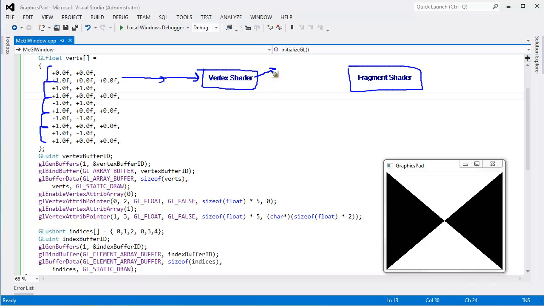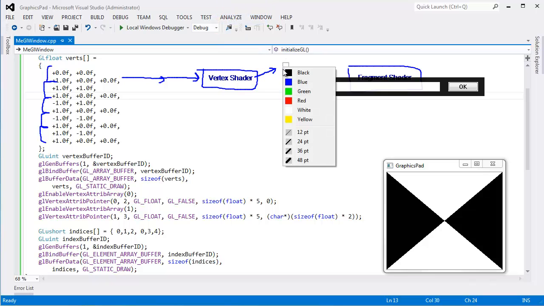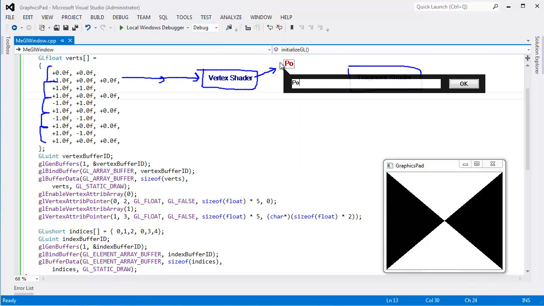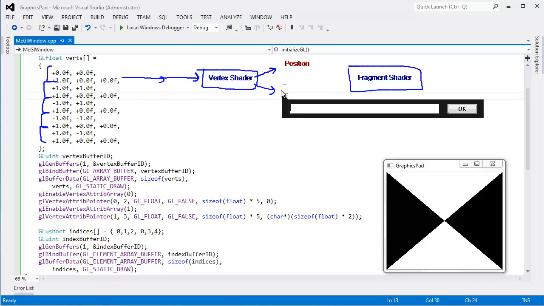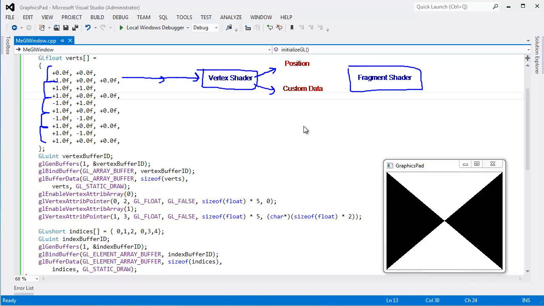But we'll quickly customize that later. Let me just write that here for now. The vertex shader has to output position. And then it can output any other data it wishes to. It's totally up to us what that data means or what it does. It's totally custom data. So I'm going to say custom data.